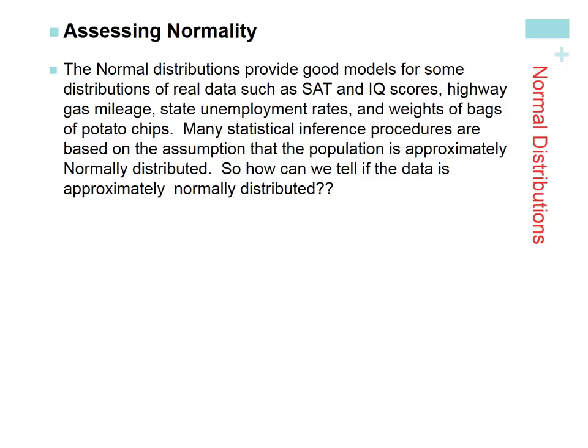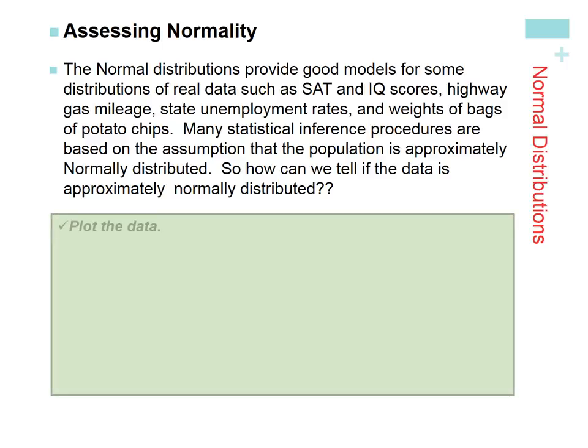Okay, so the normal distribution provides some good models for distributions of real-life data, such as SAT scores, IQ scores, highway gas mileage, unemployment rates, and weights of bags of potato chips. Many statistical inference procedures are based on the assumption that the population is approximately normally distributed. So we've been using normal distribution calculations. How can we tell if the data is approximately normally distributed?